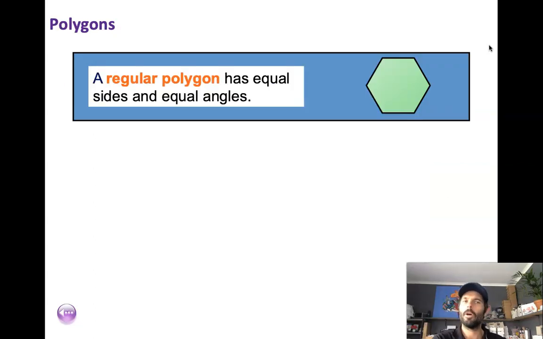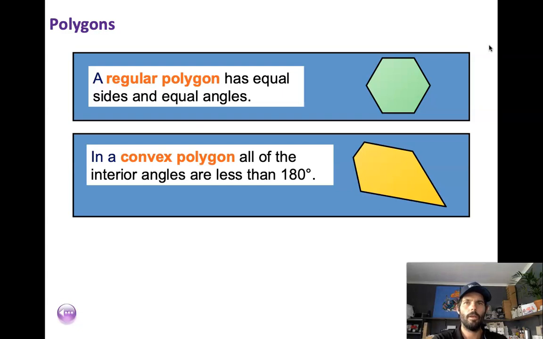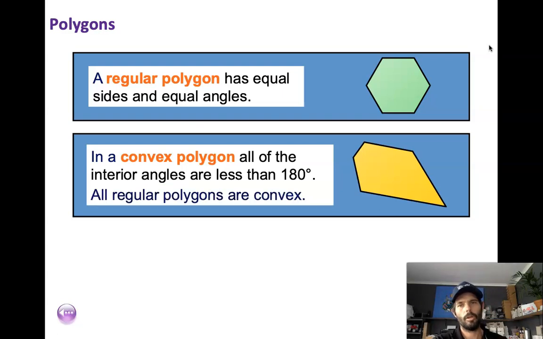Right, then the next part about polygons is a regular or an irregular polygon. So a regular polygon, as you can see from that hexagon 6-sided shape in front of you, all the sides are equal and all the angles are equal. Okay, so that is a regular polygon. Then you get a convex polygon where all of the interior angles are less than 180 degrees. Okay, that's a convex polygon.